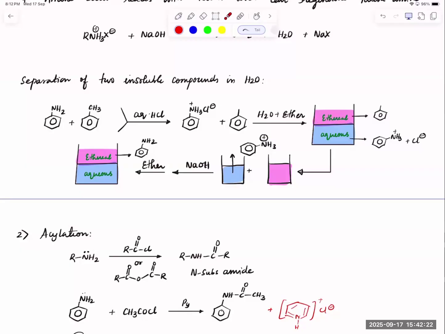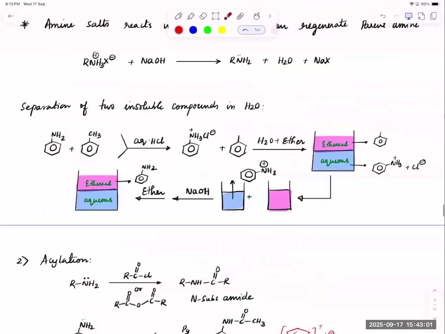And now by fractional distillation, we should be able to separate the ether from the aqueous solution. That way these two solutions get separated. Once they are separated, the one which had the anilinium ion, when you add NaOH and further add ether into it, aniline will form and that aniline will get dissolved in ether, and the aqueous solution will be left with simple salts. This way we are able to separate out toluene as well as aniline.